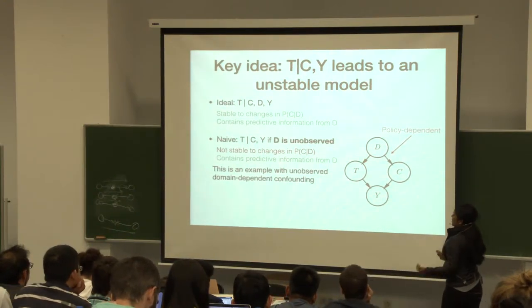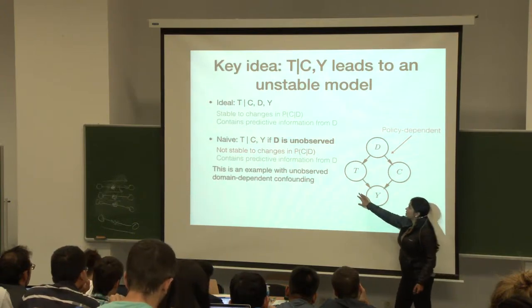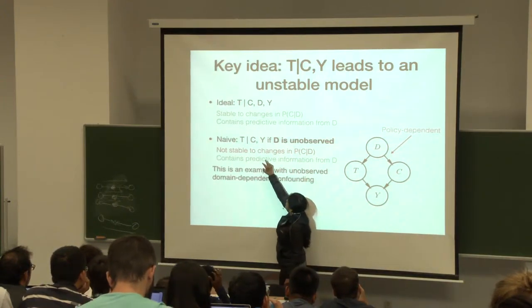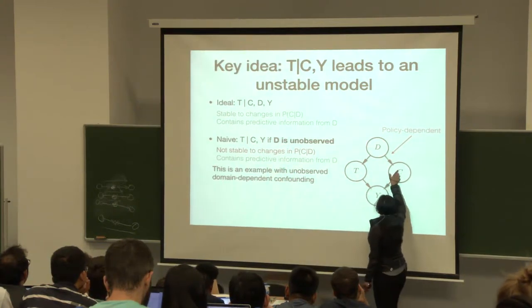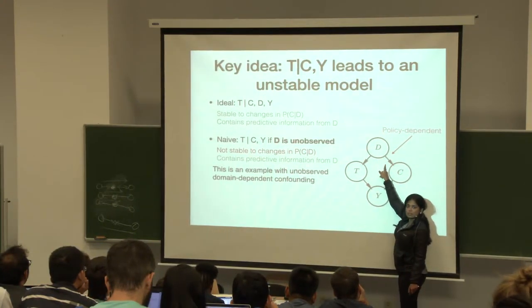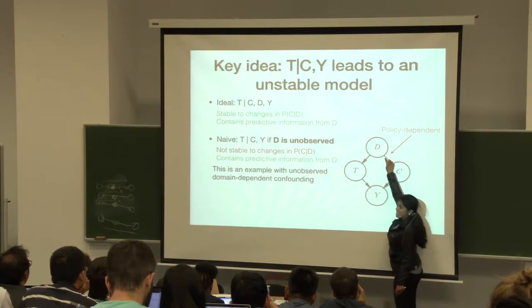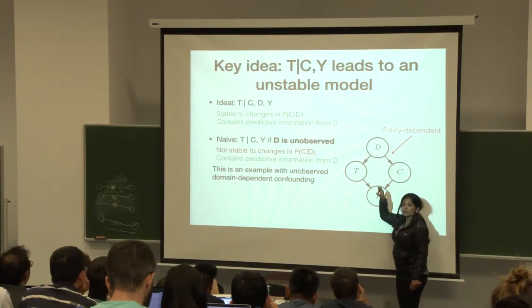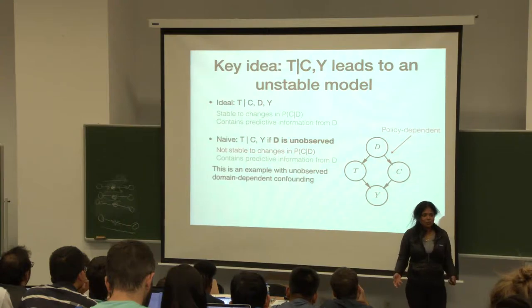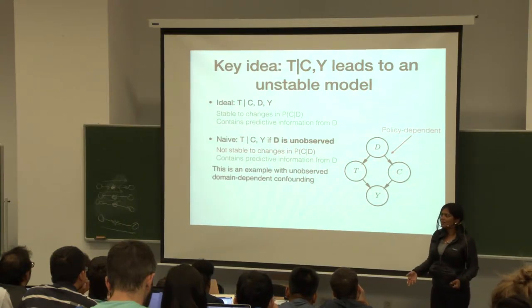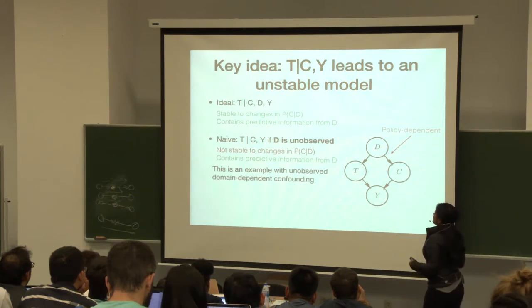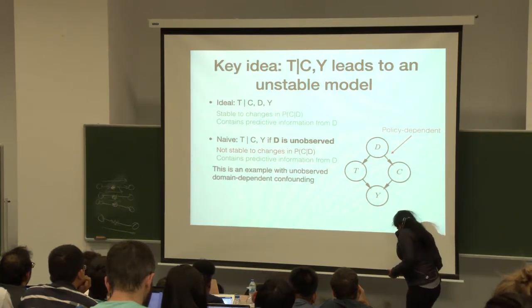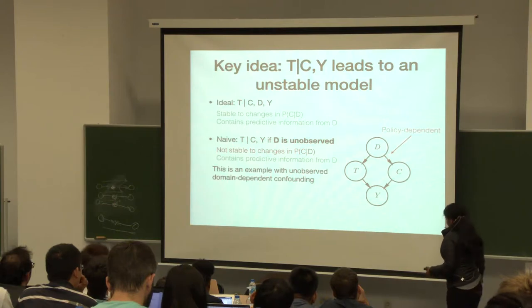Great. So what did I just say to you? If you learn this model, T given C, you're effectively learning through this influence, whatever the influence path is, and this influence path contains this edge, which was unstable. So by construction, the model you're going to learn is not stable. Right? So that's a big problem.